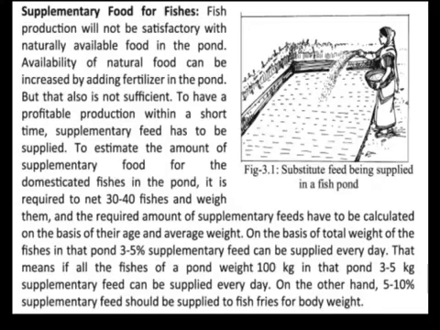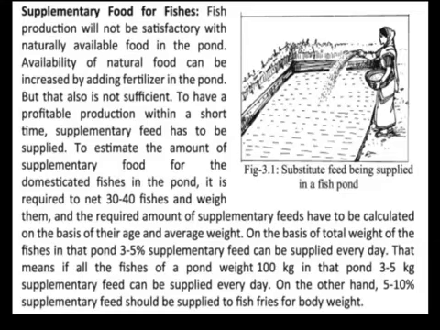To estimate the amount of supplementary food for the domesticated fish in the pond, it is required to net 30 to 40 fishes and weigh them. So if you want to apply supplementary food in the pond, we'll have to estimate the fishes and weigh them. The required amount of supplementary feed has to be calculated on the basis of their age and average weight.